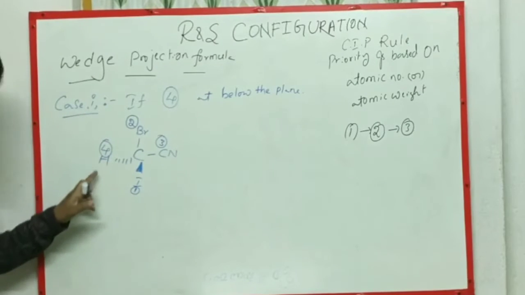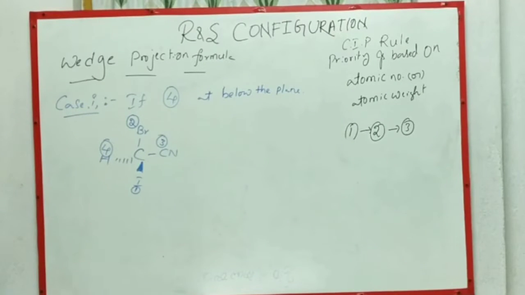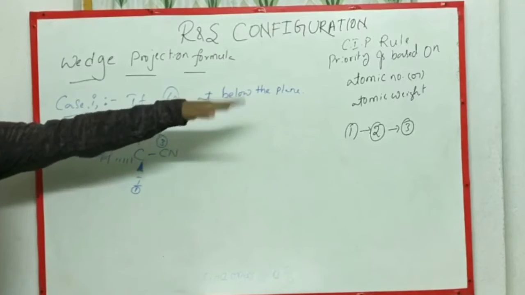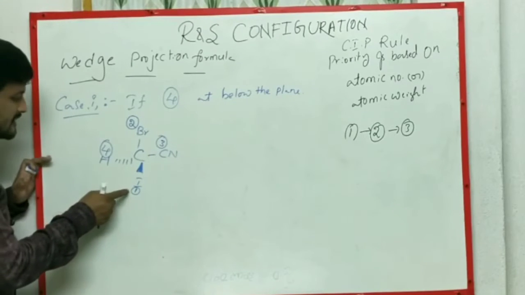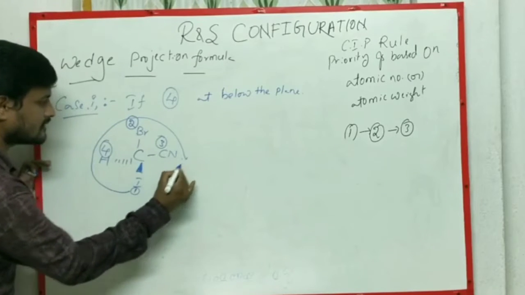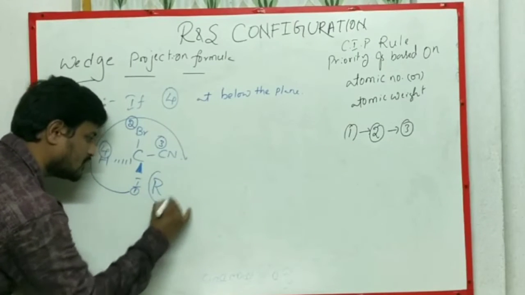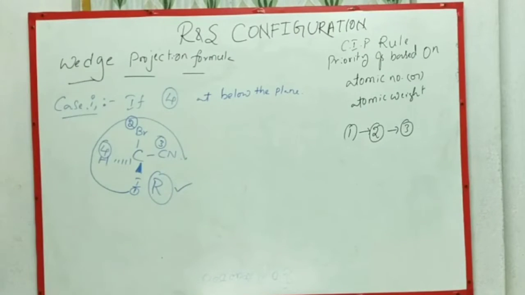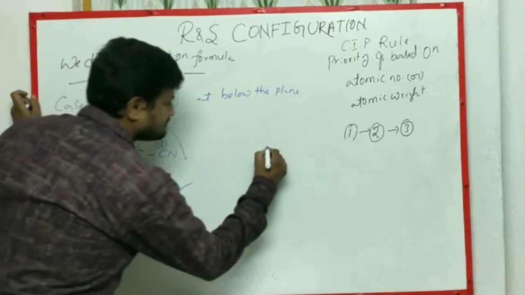In case of below the plane, we write the configuration as it is. As it is configuration means we decide the configuration of the molecule based on the way of first to third priority. This is first, this is second, this is third. Then the way is first, second, third, clockwise direction. Clockwise direction means R configuration. Then the molecule is R configuration. Okay. The same configuration, I am giving the same example like this.